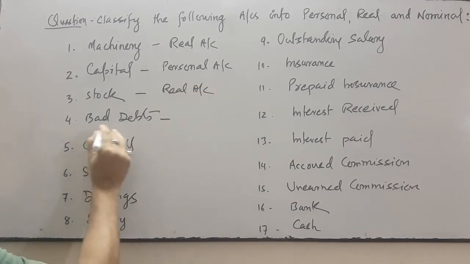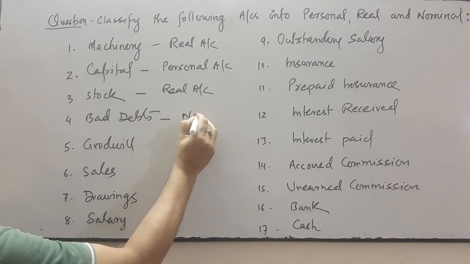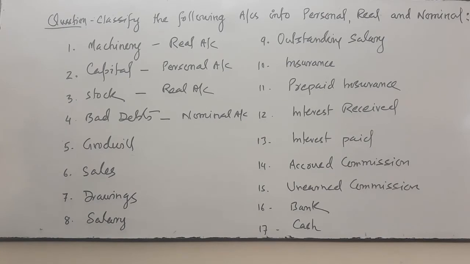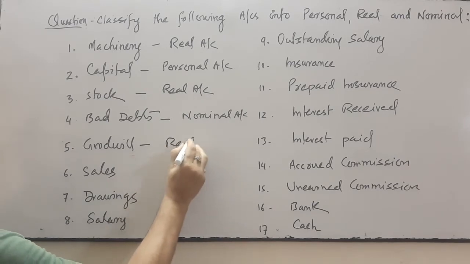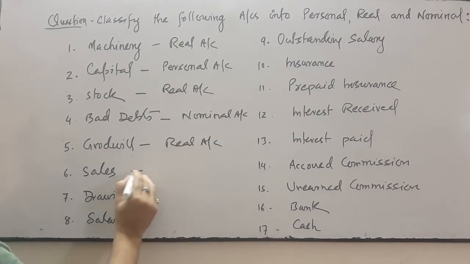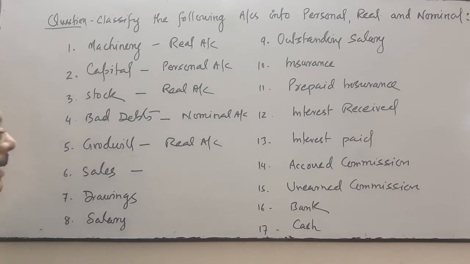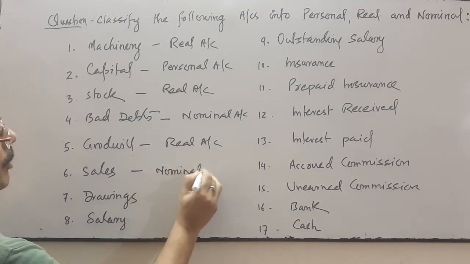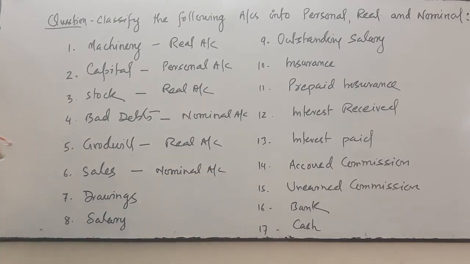Bad debts, it's a loss, comes under nominal account. All expenses and losses, incomes and gains come under nominal. Goodwill, an intangible asset, comes under real account. Sales is your income, your revenue, comes under nominal account.